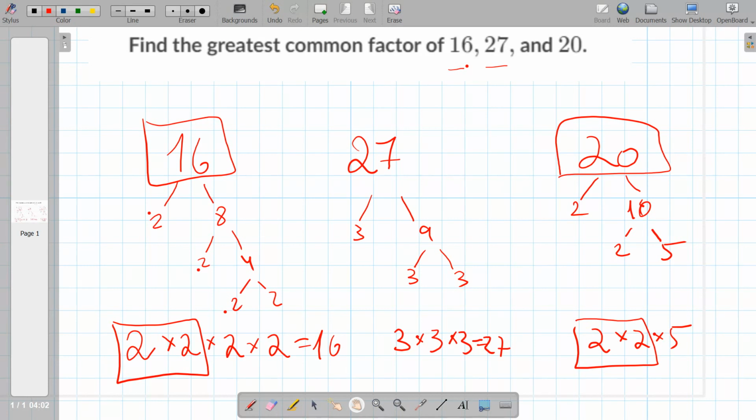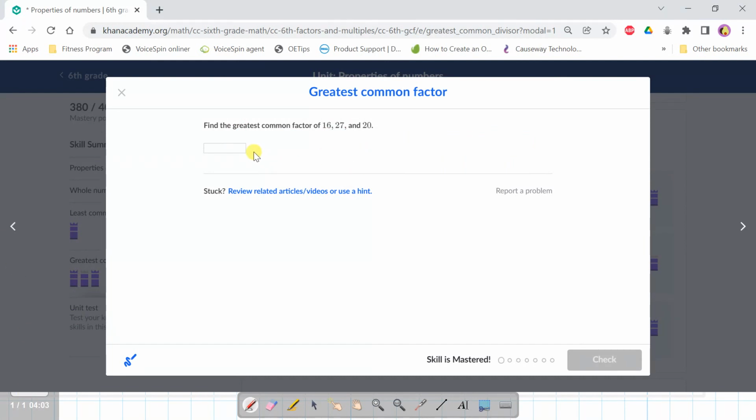Okay, because you can always add 1 as a prime factor to the set of prime factors of each number, and this is the greatest common factor. Okay, so 1. Let's see if it's correct.